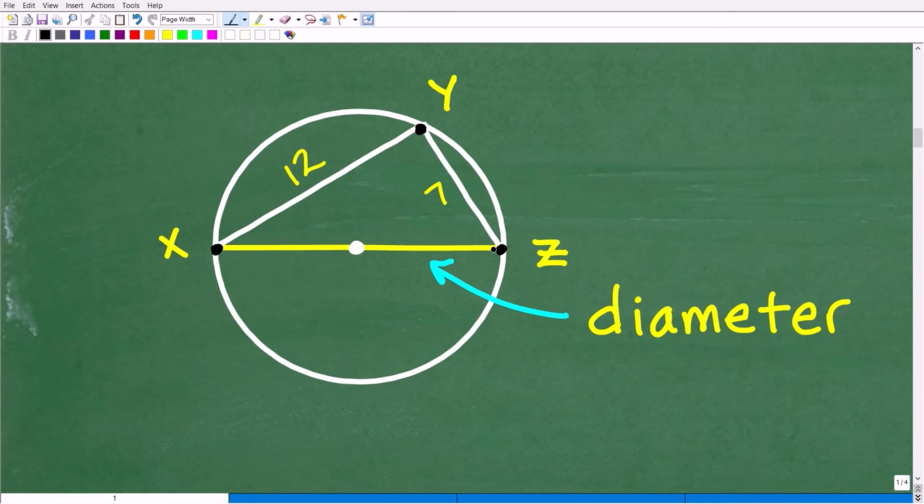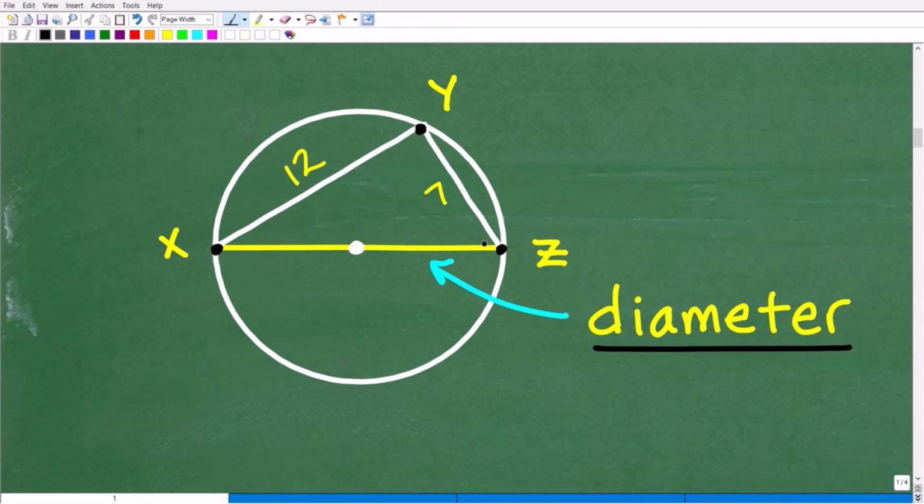So this is the diameter. Anytime you see a circle figure and you see a dot in the center, that indicates the center, okay? So that is the center of the circle. And if you see a line going through from edge to edge, that's technically called a chord. So the longest chord in a circle is what we call the diameter.